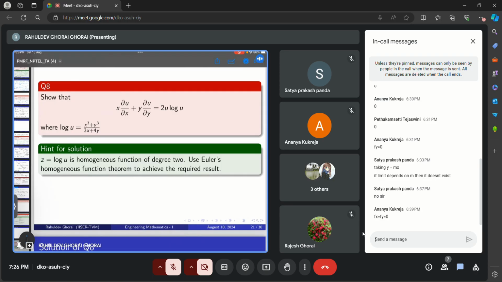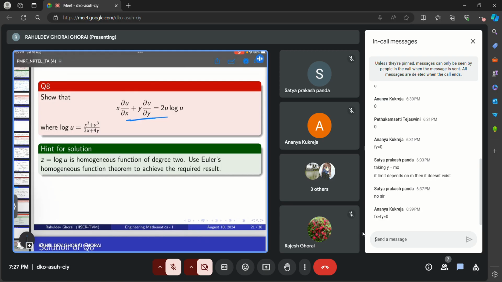Let's use whatever we did now. Here the function is given: log u is equal to x cube plus y cube over 3x plus 4y. Then you show that this holds, and you see this is nothing but a kind of Euler's theorem, though not exactly. So we can show it using Euler's theorem.